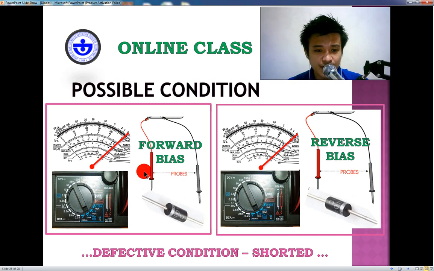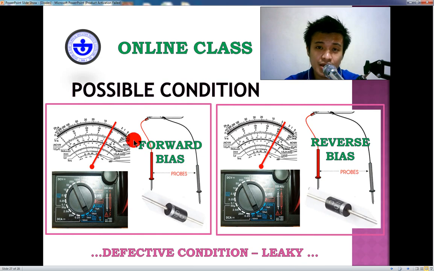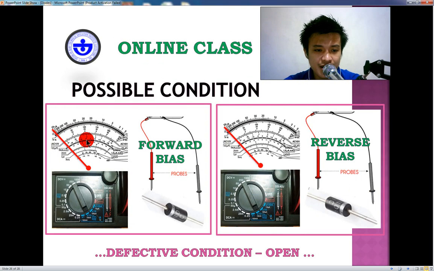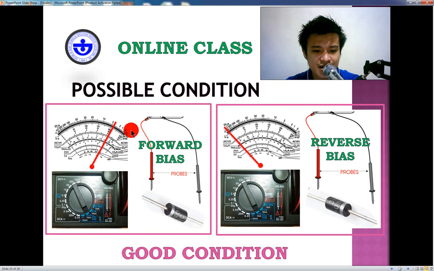Either shorted. If you try to look here, the shorted has the same reading, 0 ohm. Another, here in the leaky, you can get the same reading in forward bias and reverse bias, low but not 0. Here in open, you can get the same reading during forward bias and reverse bias, that is infinite. But in good condition, you can have different readings on forward and reverse bias. Okay, that would be all.